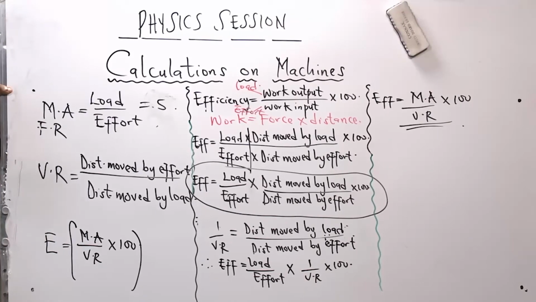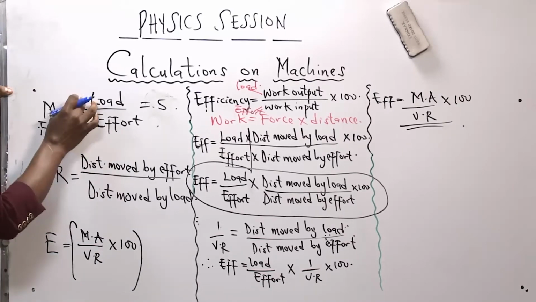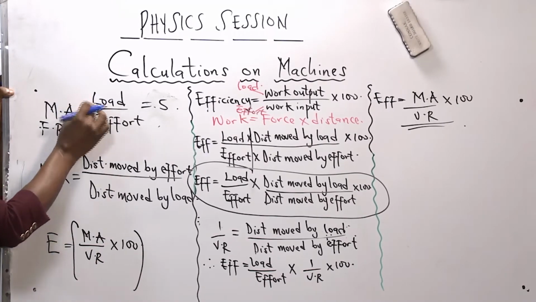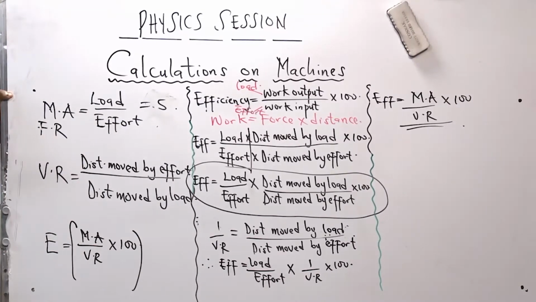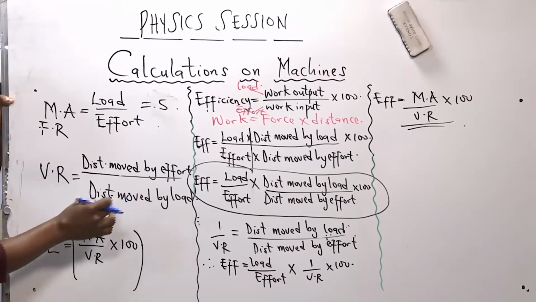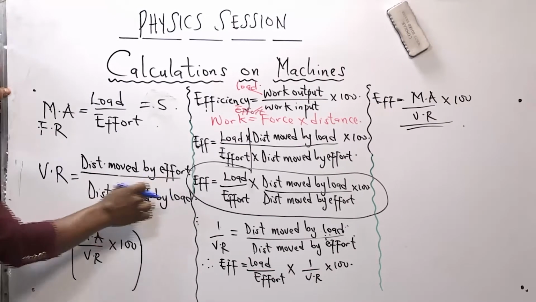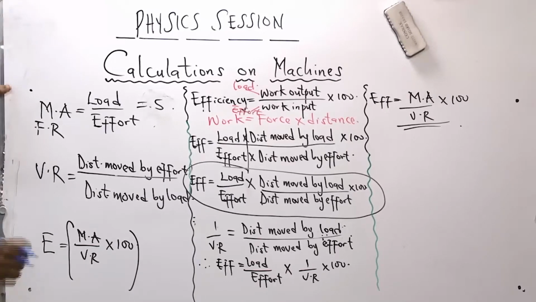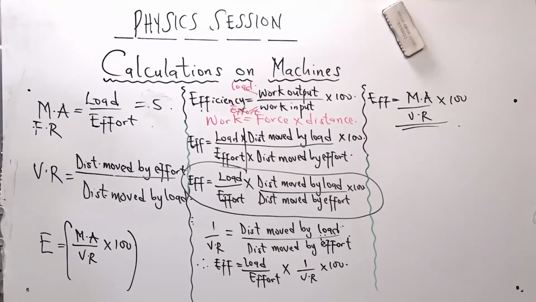So the statement, the force ratio of a machine is 5, means that the ratio of the load to the effort is equal to 5, and then the velocity ratio is 8 means that the ratio of the distance moved by the effort to the distance moved by the load is what? Is 8. Or we can say that the distance moved by the effort is 8 times the distance moved by the load. As simple as that.